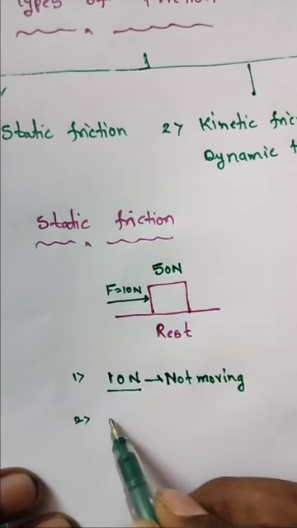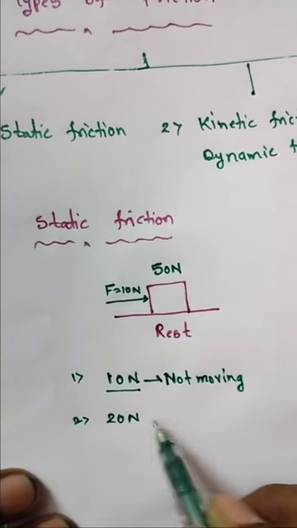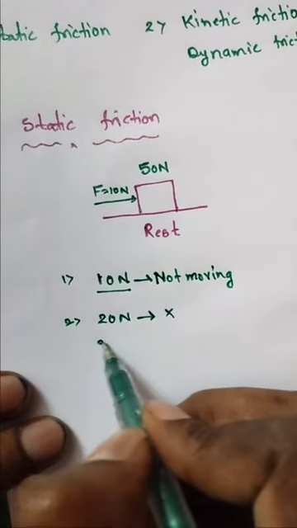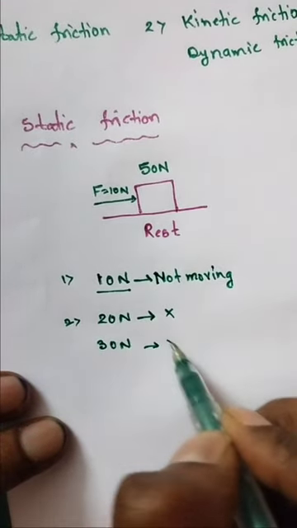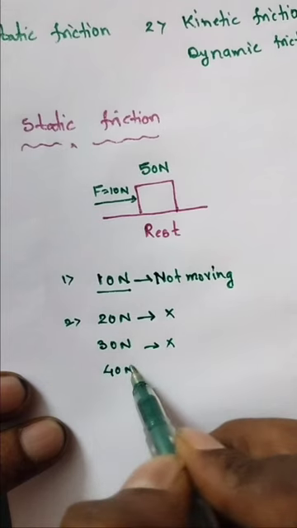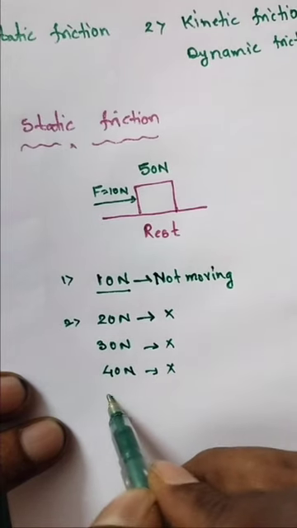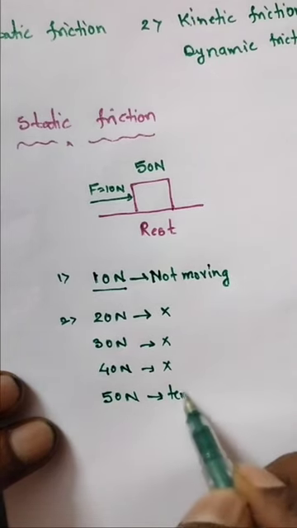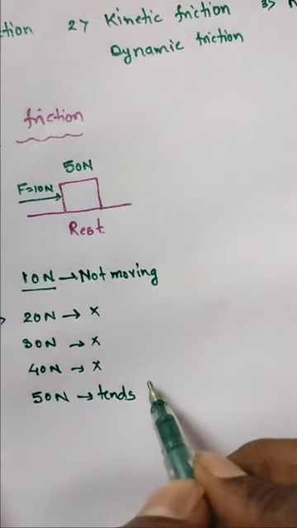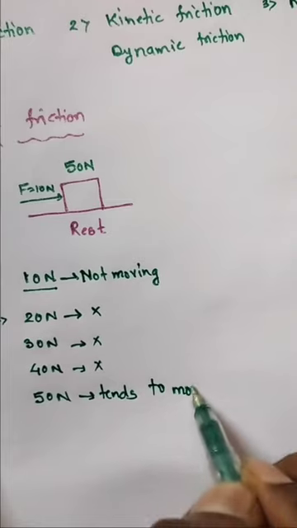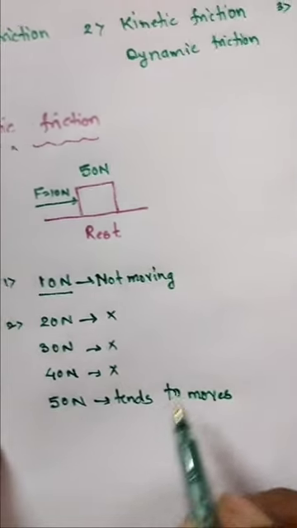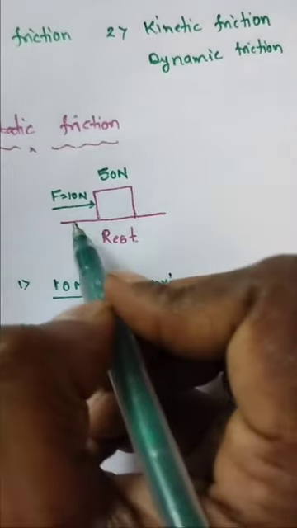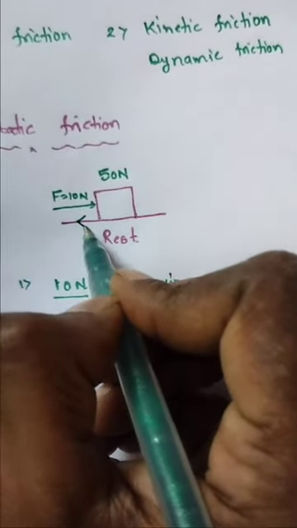Now I apply 20 Newtons, and there is no motion. At 30 Newtons, no motion. At 40 Newtons, no motion. And at 50 Newtons, the object tends to move, it is ready to move. When the object tends to move, the friction acts in the opposite direction.